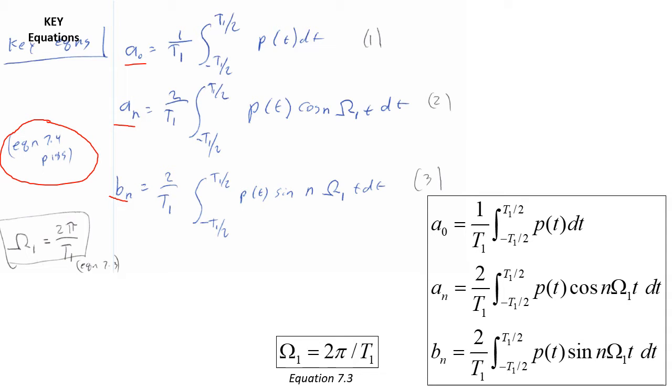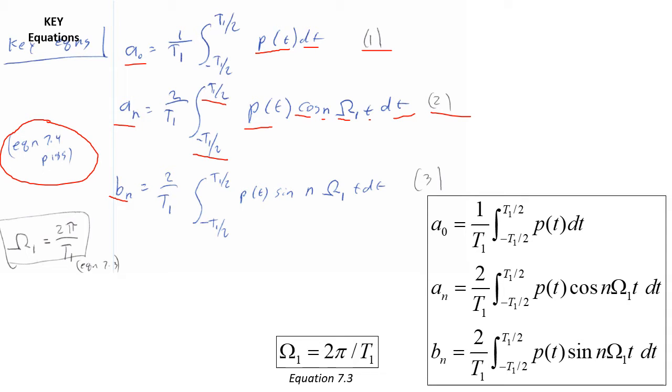Our a naught is equal to 1 over t1 times the integral from negative t1 over 2 to t1 over 2 of p of t dt. So we'll call that equation 1 there. Our a sub n equation here, we have 2 over t1 times the integral from negative t1 over 2 to t1 over 2 of p of t times the cosine of n omega 1 t dt. We'll call that equation 2.